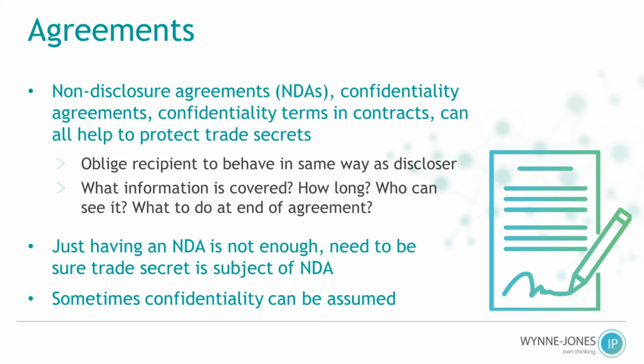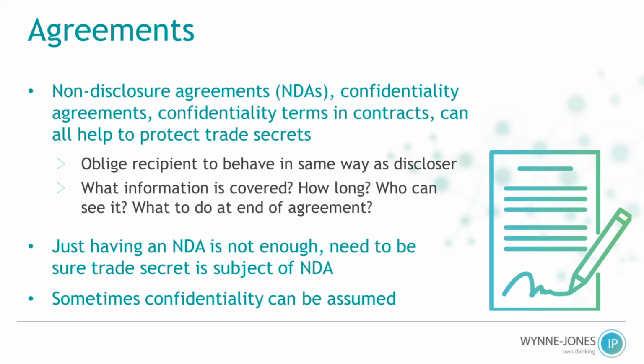So let's look at some agreements now, which is one of the ways that you would consider to maintain trade secret status. Non-disclosure agreements, NDAs, called confidentiality agreements, or confidentiality terms in contracts, can help protect trade secret status. So if you've got some form of contractual relationship, putting these terms in will be very helpful to maintain the trade secrecy status, because it places the contractual obligation on the recipient to behave, typically in the same way as the disclosure in terms of how they treat the information.